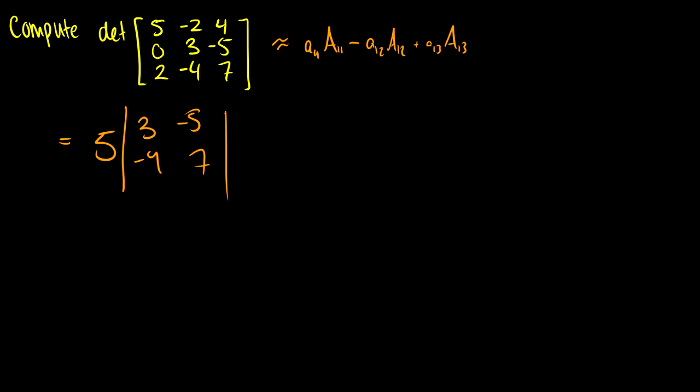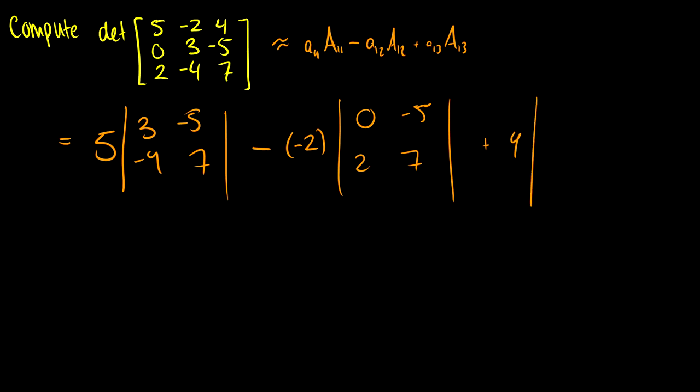And then we're going to subtract A12, which is negative 2, times the submatrix. So again, I take a look at this 2. I think, okay, everything below it and everything to the left and right, just ignore it. Okay, so I'll do that. Then we're left with 0, negative 5, 2, and 7. I'm going to add A13, which is 4, times, of course, the matrix ignoring the first row and the third column, so we're left with 0, 3, 2, negative 4.